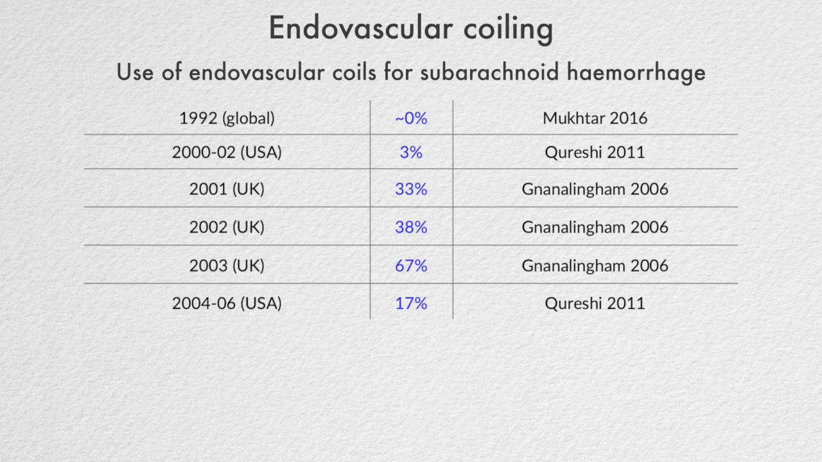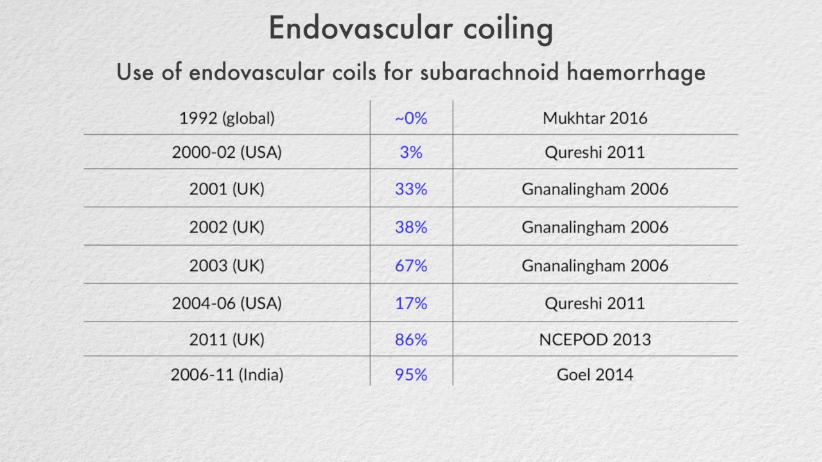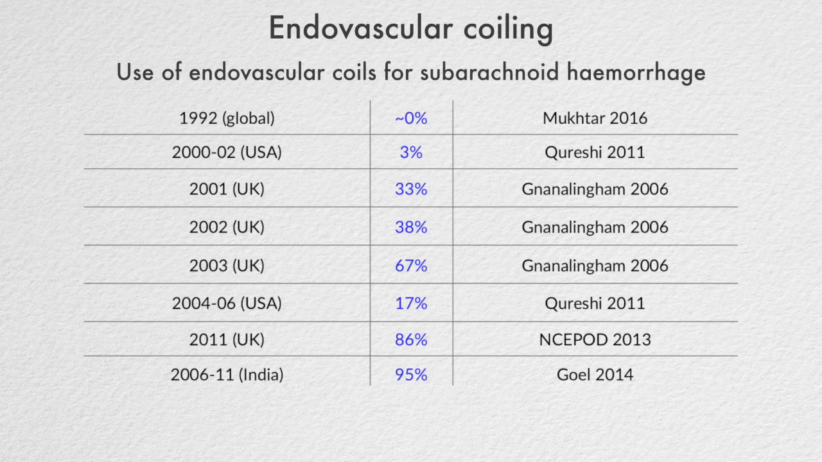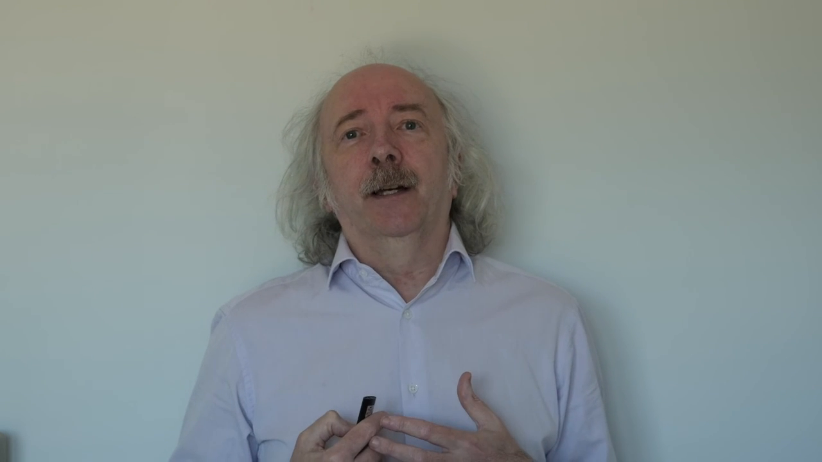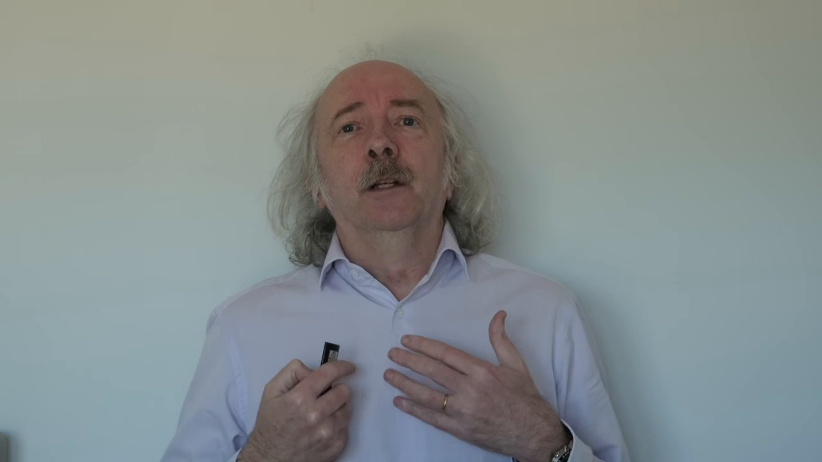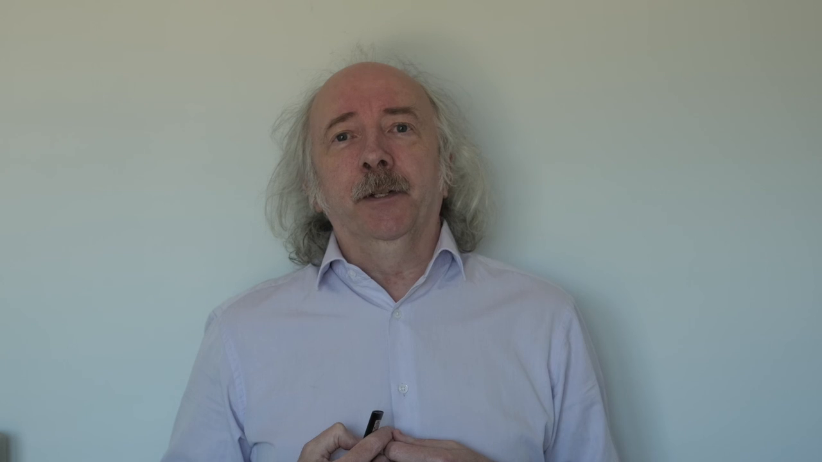A bigger study from the UK looked at the year 2011, and that's a national confidential inquiry into deaths, and that found that 86% of presenting people with an aneurysm causing a subarachnoid hemorrhage, 86% of those people were coiled. In India, in 2006-2011, that study found that 95% of the people were being coiled. The USA still was lagging behind, but by 2012-2014, in another study there, more than half were being coiled. And this is down to collaboration leading to the definitive trial, and the definitive trial leading to people making different decisions than they would otherwise have made about the care of the patients that they're looking after.